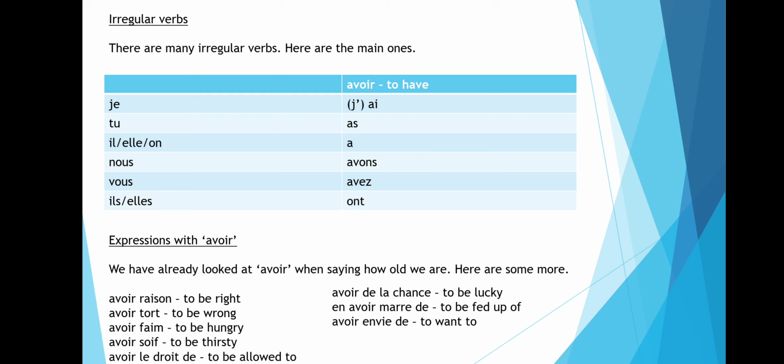And there are many irregular verbs. Here are the main ones. I listed quite a few. Not all of them, there are many. So avoir is one of the main ones.